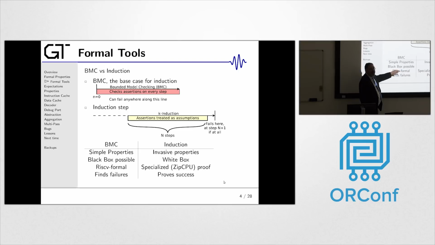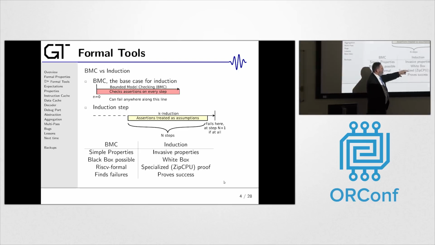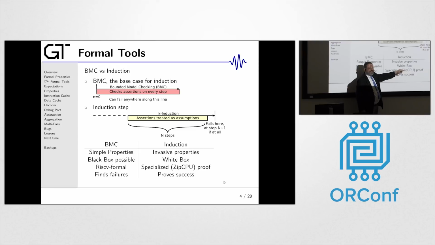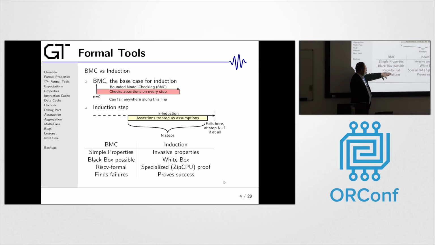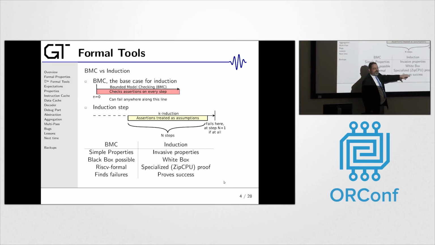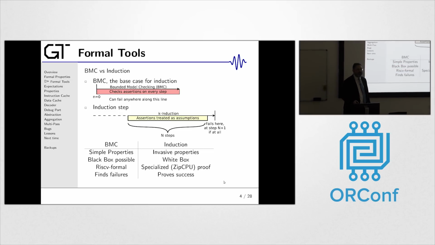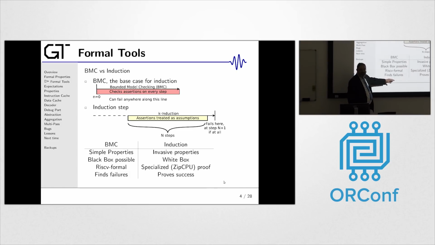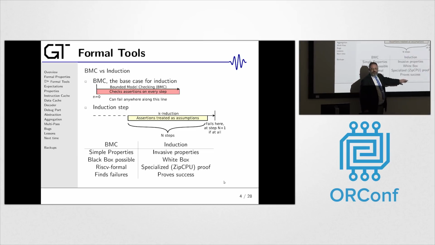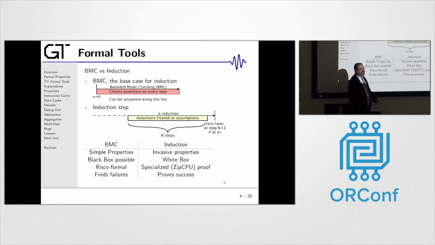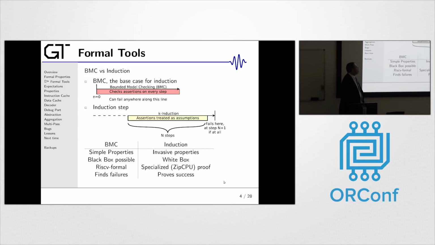You can do bounded model checks on black boxes. If you want to do the induction, you've got to get in there. It's more of a white box test. An example of a bounded model check of a CPU is the RISC-V formal approach. Because it's a bounded model check, it can really work on lots of different types of CPUs. The proof I used for the ZipCPU is very specialized to the ZipCPU. It's an induction test. Takes a little bit of time to do that. BMC will find failures. Induction will prove the properties for all time. They both have their purposes. I'm just drawing a couple differences between them.